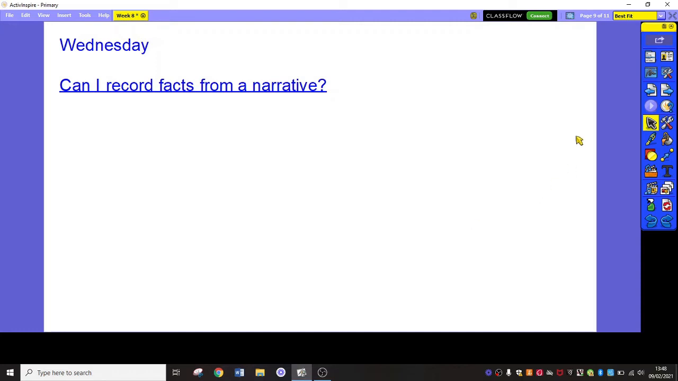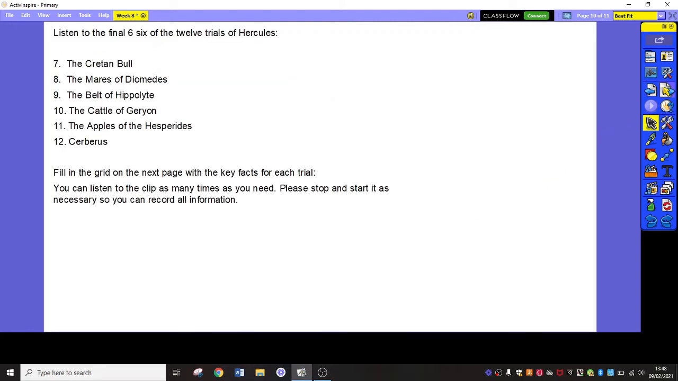Now, before we get into it, I just wanted to remind you of a few things. So today you'll be listening to the next 6 of 12: the Cretan Bull, the Mares of Diomedes, the Belt of Hippolyta, the Cattle of Geryon, the Apples of the Hesperides, and all about Cerberus. And then it will be your job next week to write the mystery 13th trial.